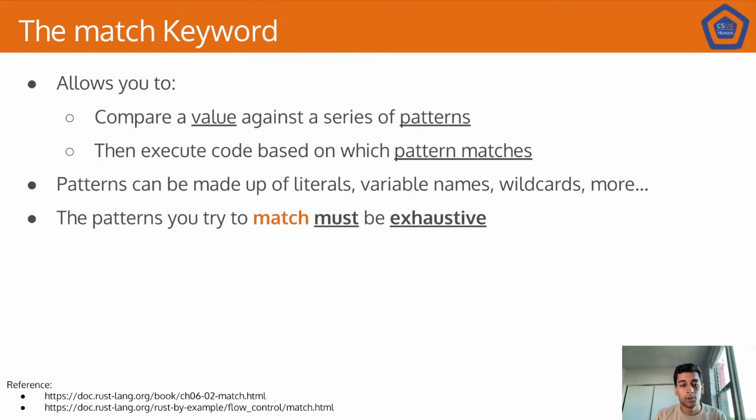So the patterns you try to match must be exhaustive. If I try to match an integer, I must match every single integer. I can't just match a couple integers that I want to and call it a day. You have to be exhaustive. So this is where the wildcard comes into play. If you want to match just a handful of integers, say 1 through 10, and then do nothing for the rest of the integers, you can use a wildcard to essentially match the rest of what has not been matched.